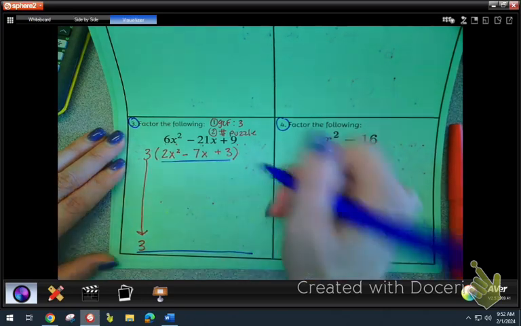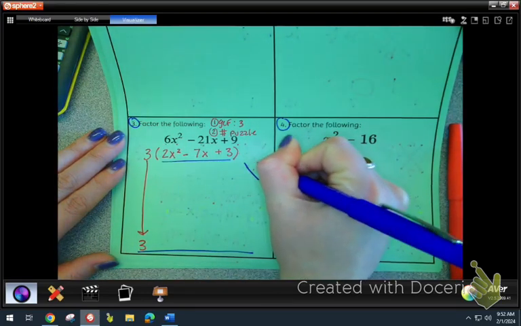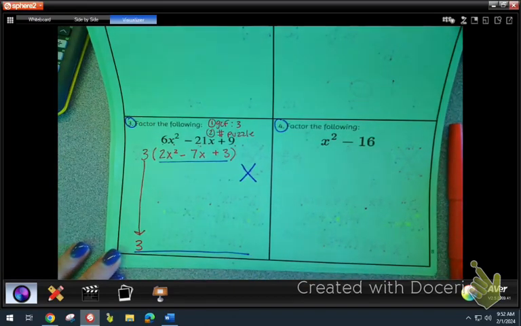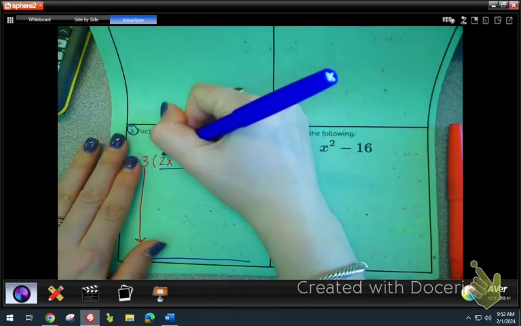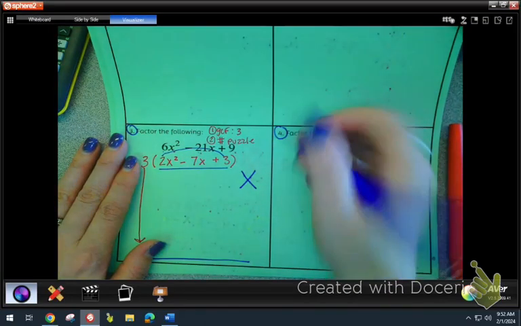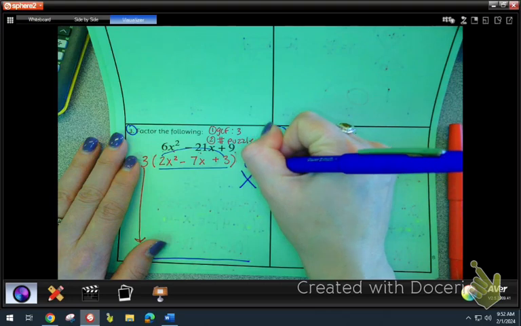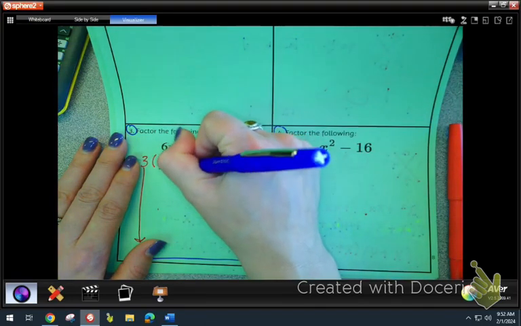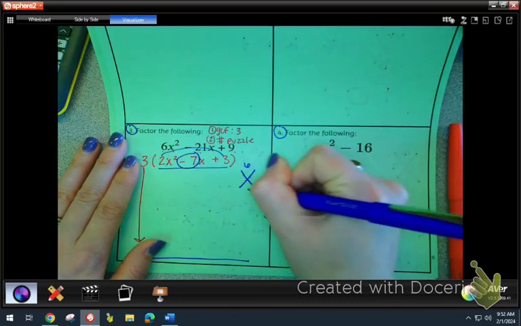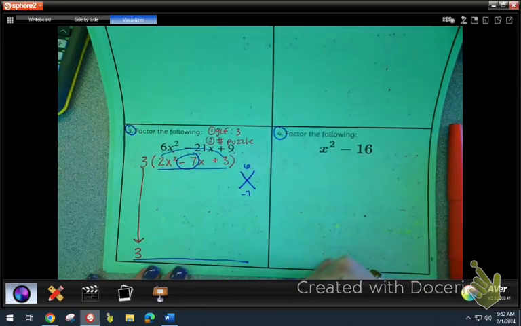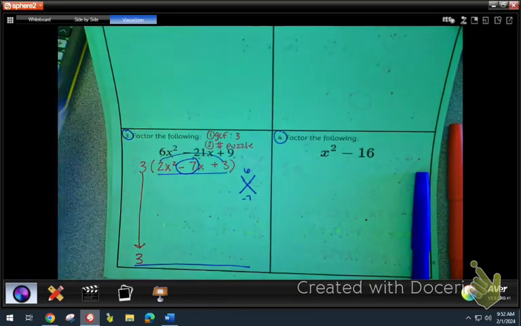So in my number puzzle, let's draw our X. We've got to do the first times the last. So do your rainbow. 2 times 3. That goes at the top of the puzzle. What's 2 times 3? Then I've got the middle term. That goes at the bottom. So what goes at the bottom? -7.